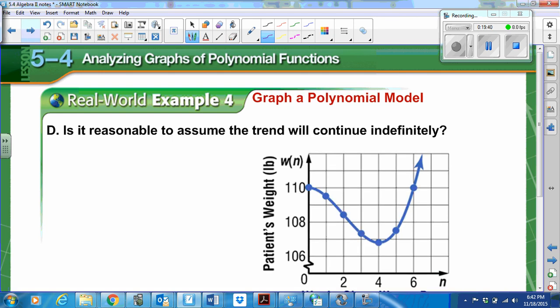Is it reasonable to assume the trend will continue indefinitely? Well, no, it's not. Just because the patient got better doesn't mean that they're going to exceed their original weight until they hit like 500 pounds. That's not true. And so a good representation of this graph is probably from 0 to 6, where it shows the patient get back to their start weight. Most likely they're not going to gain more weight.